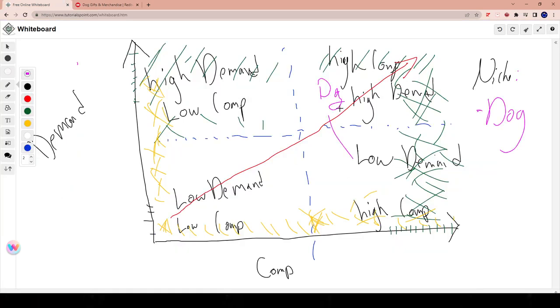Now, that's the high competition, high demand arena of things. Well, what if we take a look a little bit deeper? What if there was something that we could find that's high demand but low competition?